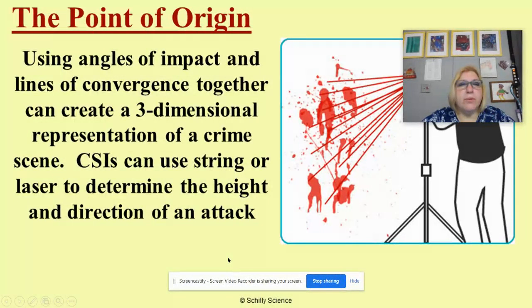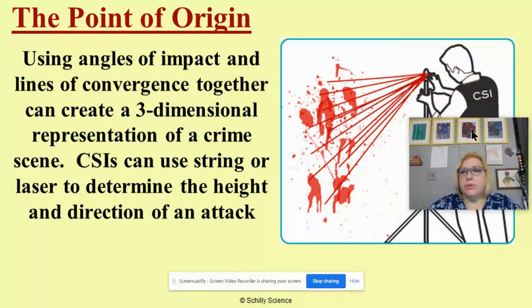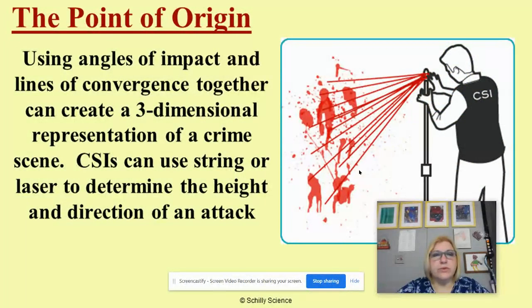You can also find the point of origin if you use the convergence rule. This is what they do in Dexter. They take strings and find the angle of impact, and then they pull the strings back and find the lines of convergence, and then they know where the person was standing. It's a good way to try to recreate what happened at the crime scene.